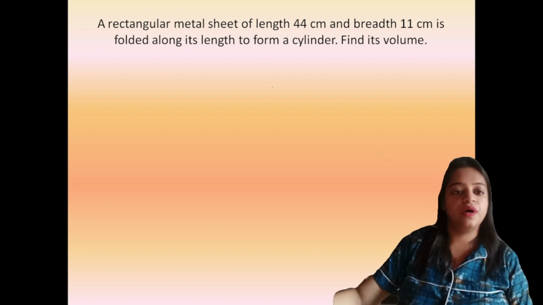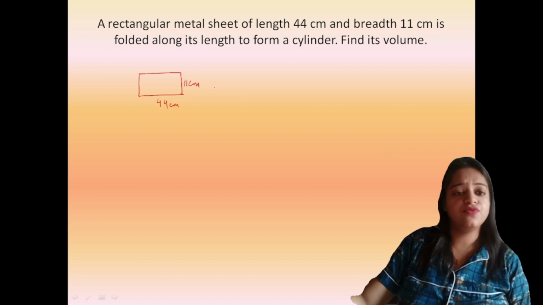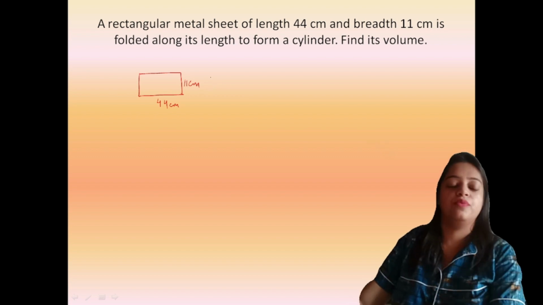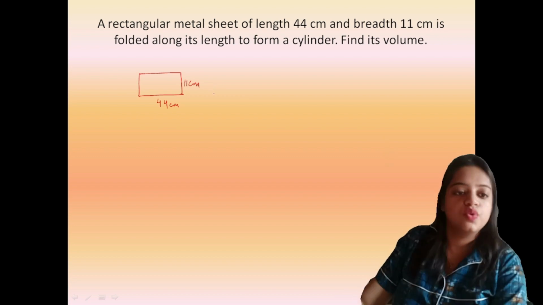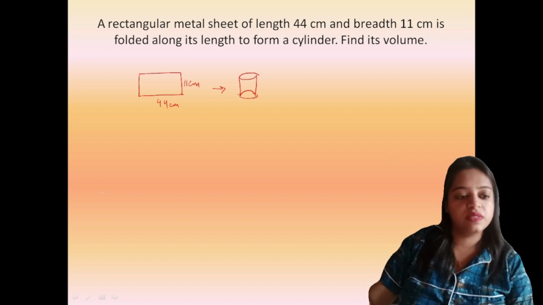See this question now. A rectangular metal sheet. I am drawing this. A rectangular metal sheet. Length is 44 cm. This is 44 cm. And breadth is 11 cm. It is folded along its length. जैसे अभी मैंने आपको शो किया using a rectangular sheet जिसको हमने fold किया. And this is giving us a cylinder. ठीक है? So what we want to find now is the volume of this cylinder.